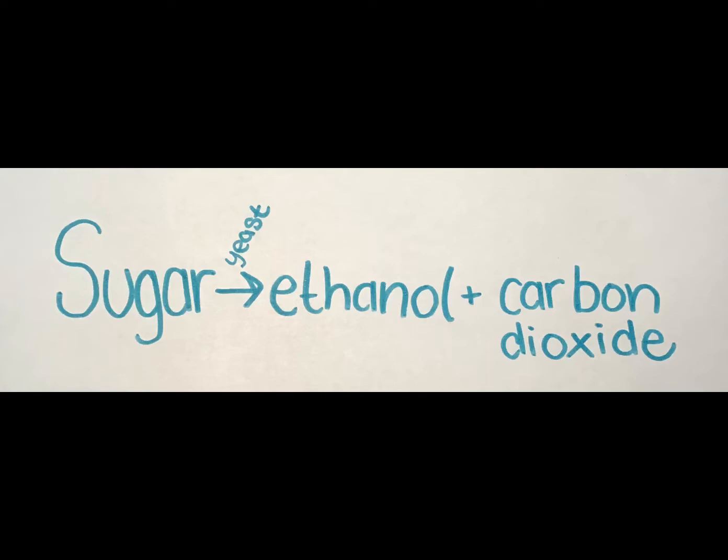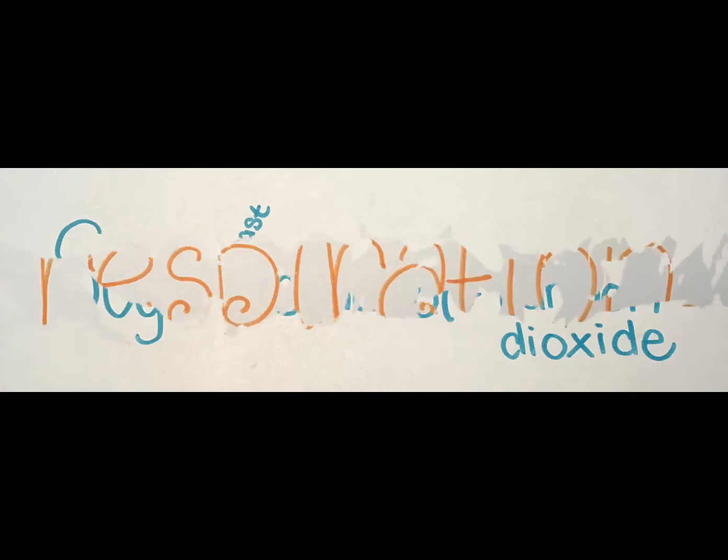The chemical reaction is sugar, an aqueous substance, being broken down into ethanol, an aqueous substance, and carbon dioxide, a gaseous substance. The first thing the yeast does is an aerobic, or requiring oxygen, process. This process is called respiration.